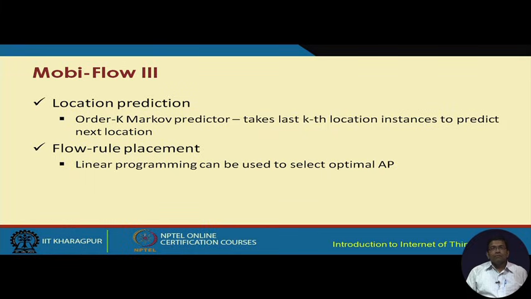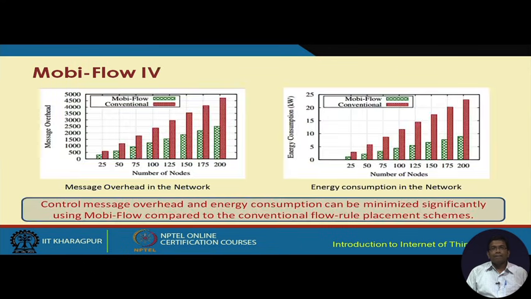this is done in MobiFlow using something known as the order k Markov predictor, which basically takes the last k location instances to predict the next location, and the flow rule placement, which is a linear programming based solution that is used to select which access point is going to be the optimal one. For further details, the reference of MobiFlow was given, the 2016 Globecom paper, and if somebody wants more insight about how MobiFlow works, one needs to go through that particular paper.